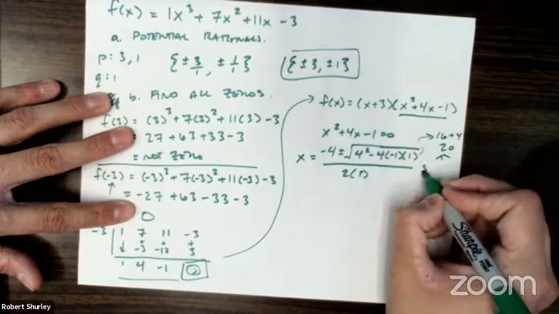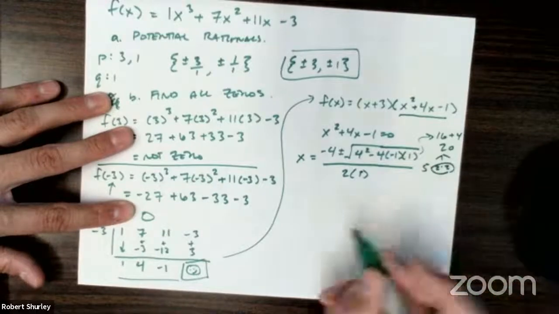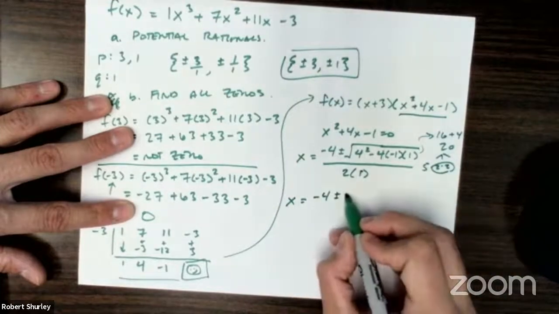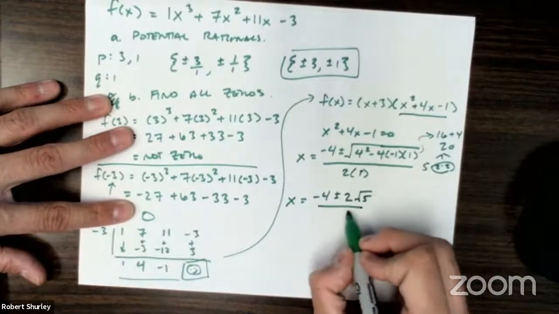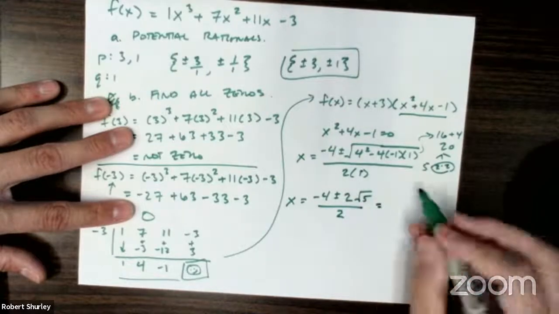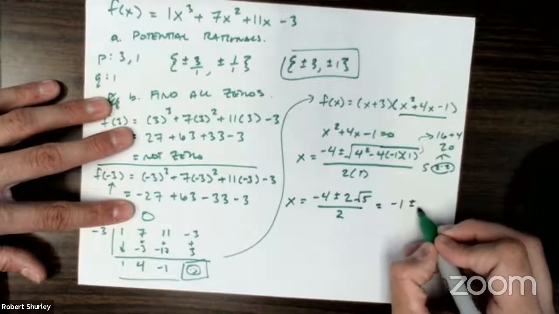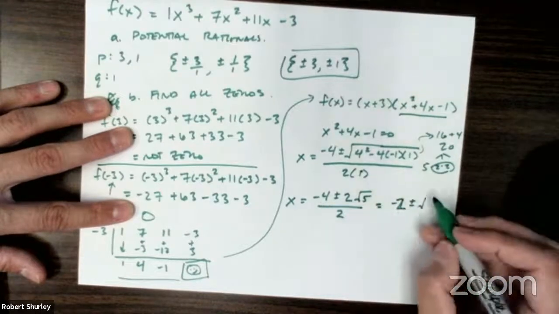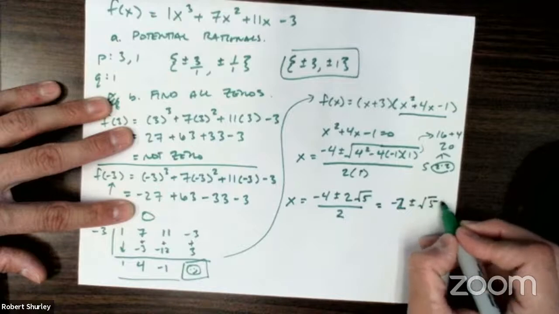Interesting. So we know that's 5 times 2 times 2, so I can take a 2 out. So we get x equals, now it's negative 4 out front, plus or minus 2 square root of 5 all over 2. Now each of these are divisible by 2 again. So we get, oh, not negative 1, negative 2, right? 4 divided by 2 is negative 2, plus or minus the square root of 5.